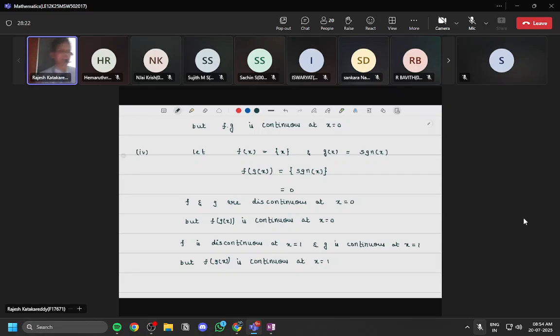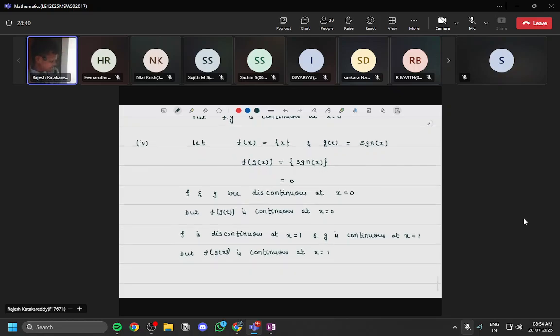Any doubt in this counter example? For both of them, I have given only one counter example. One is signum, another is fractional part. Any doubts in this? Understood? Copy this one. This is about counter examples, right? When one of them is discontinuous, we can say f plus g or f minus g will be discontinuous. The remaining need to be verified. When one of them is discontinuous, the composition also needs to be verified. We might get continuous, we might get discontinuous as well.